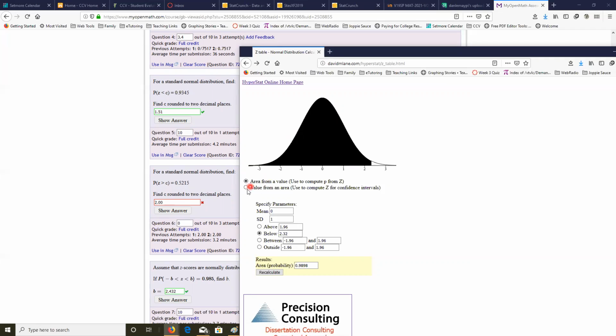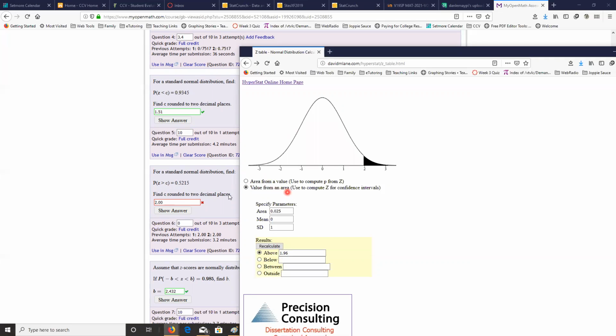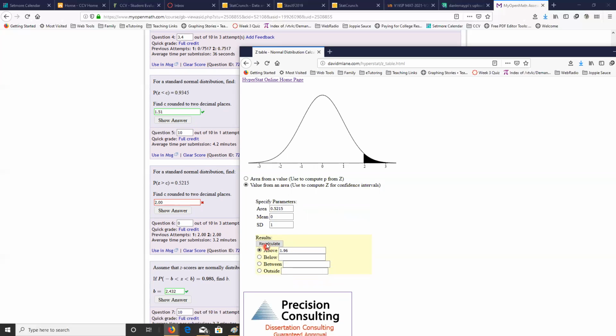So with this David Lane applet, I want a value from an area because I know the area, I know the probability. So we'll change our area to 0.5215. We're on the standard normal curve again, so mean of 0, standard deviation 1. And we want above that because it's greater than. There we go, recalculate. I knew it had to be this side of 0 because that is just better than 0.5. The median and the mean are the same at 0, so that would be 0.5. So I knew it had to be a negative z-score, a little bit past 0, and so that's what it is.